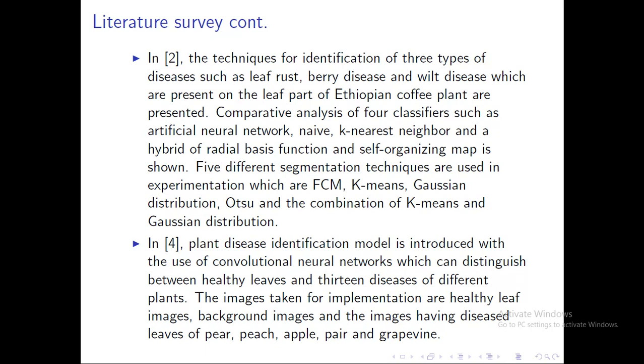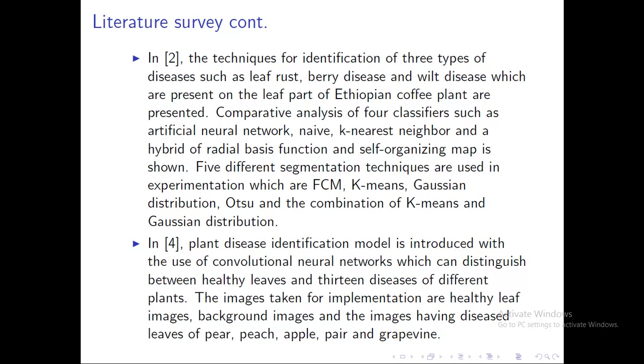Then a comparative analysis of 4 classifiers is shown: artificial neural network, naive Bayes, k-nearest neighbor and a hybrid of radial basis function and self-organizing map. And 5 different segmentation techniques are used, which are FCM, k-means, Gaussian distribution, OTSU and the combination of k-means and Gaussian distribution. The comparison is also presented here.